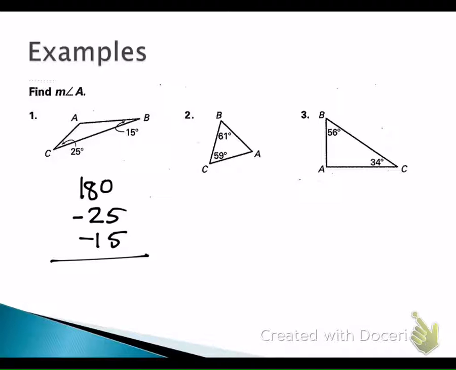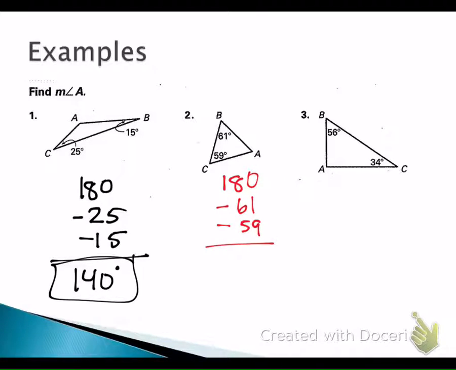Anybody know what that is? What's that? 180 minus 25 minus 15. 140. 140. That's my answer. That's the measure of angle A. Same thing. All together, the three of them should add to 180. If we know two of them, we can start with 180 minus. That'll give me the one I'm looking for.